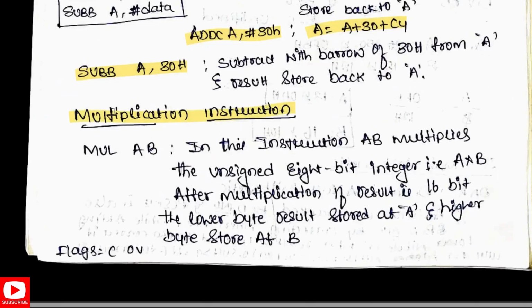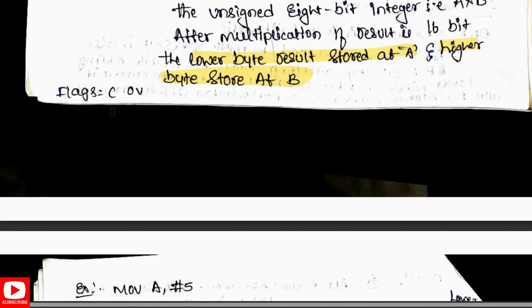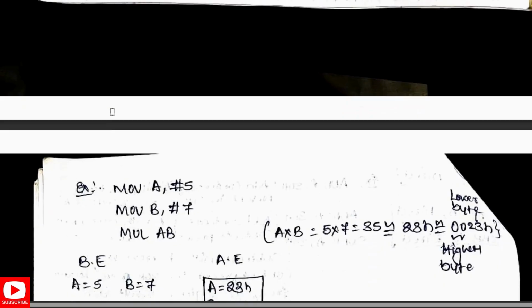Next comes the multiplication instruction. Here MUL AB multiplies the unsigned 8-bit integers A cross B. After the multiplication, if the result is 16-bit, then the lower byte of the result will be stored in A and the higher byte will be stored in B. The flag here is C, or you will get an overflow.